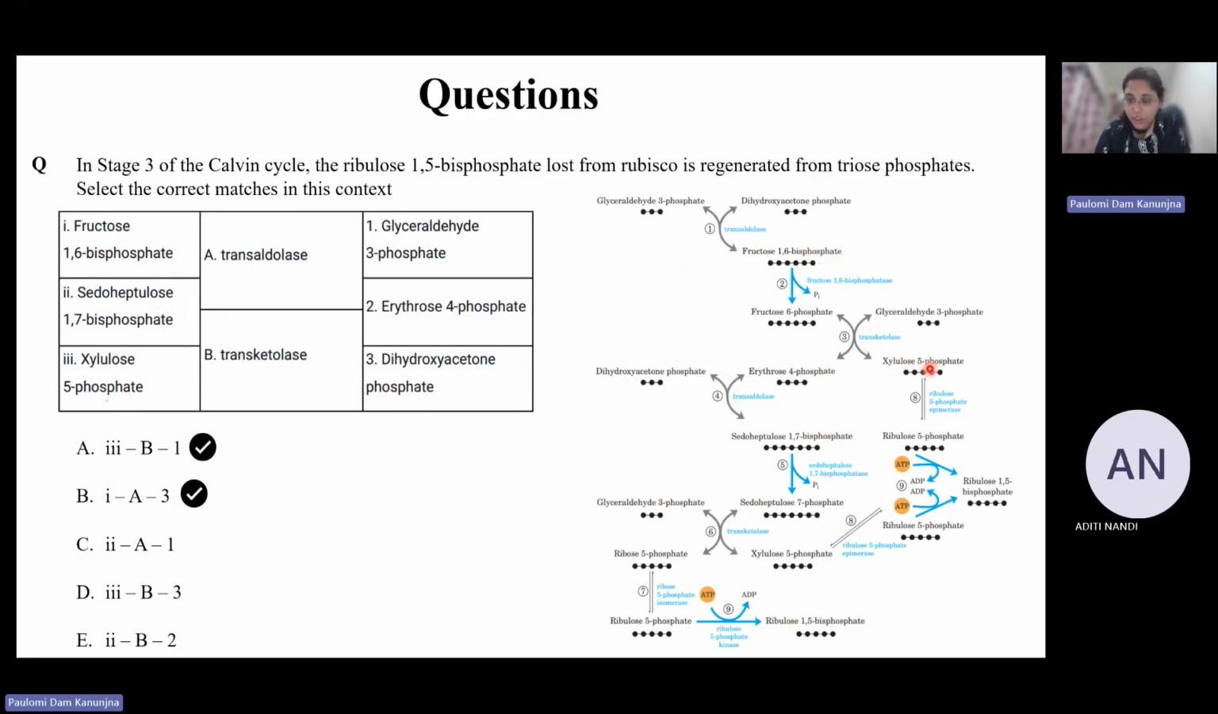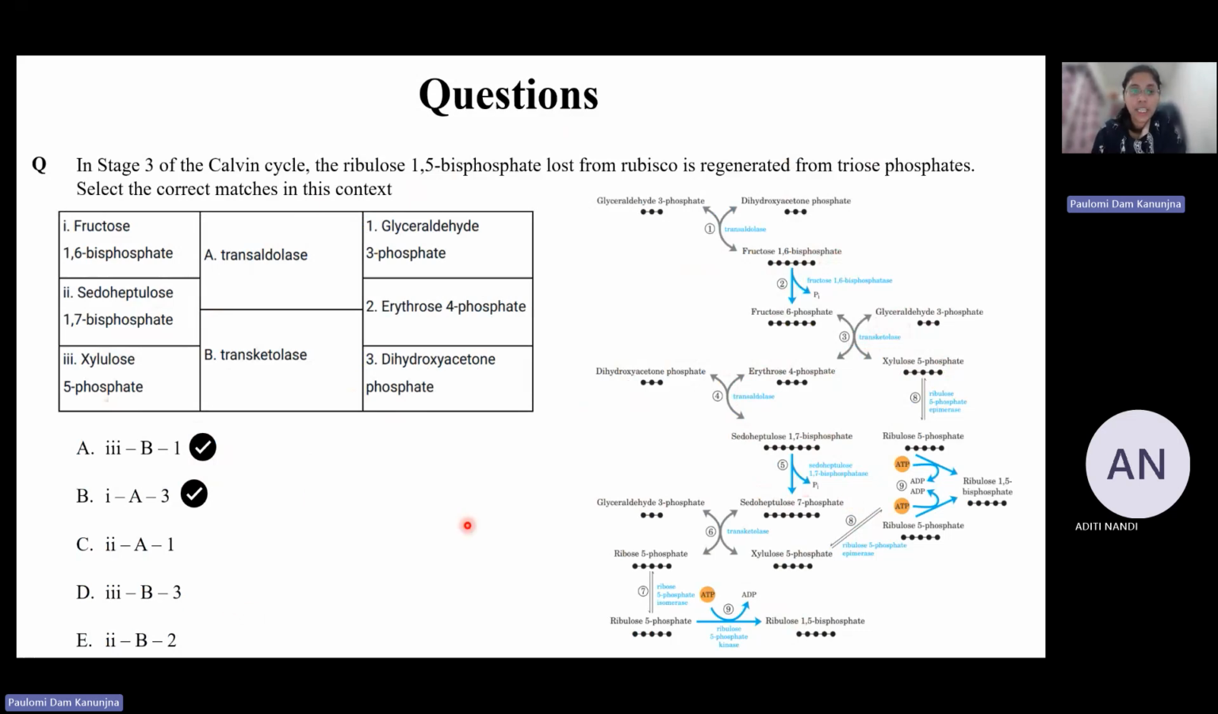Okay. Next one says 3, which is again xylulose 5-phosphate. So we can have it here or here, wherever you want to find it out. Xylulose bisphosphate with transketolase here, which gives rise to DHAP. Well, it is glyceraldehyde 3-phosphate here, and it is sedoheptulase, which is incorrect. So this is also incorrect.